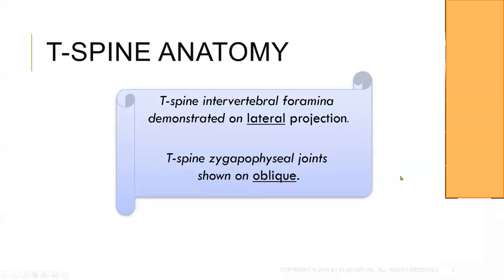So, T-spine anatomy, intervertebral foramina. I'm throwing this back out, yeah. Intervertebral foramina are demonstrated on the lateral projection. Zygapophyseal joints are shown on the oblique, opposite of the cervical. You guys are going to nail it on this. They're opposites.